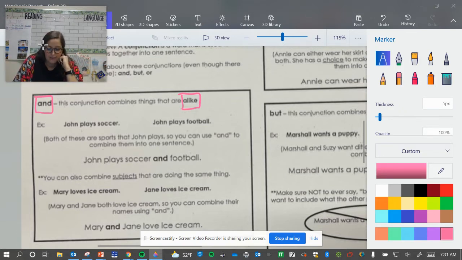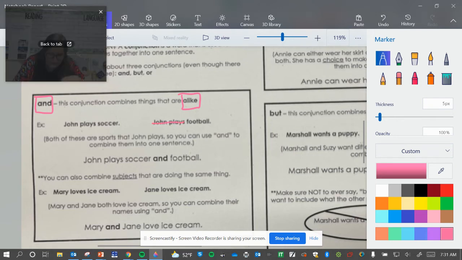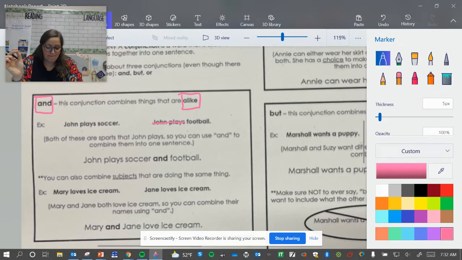Did you notice what's the same between this sentence and this sentence? John plays. I have John plays here, and I have John plays here. I don't want to say it twice. I just want to say it once. I want you to put a line through John plays right there. Just one line. Not going to scribble the whole thing out or anything.